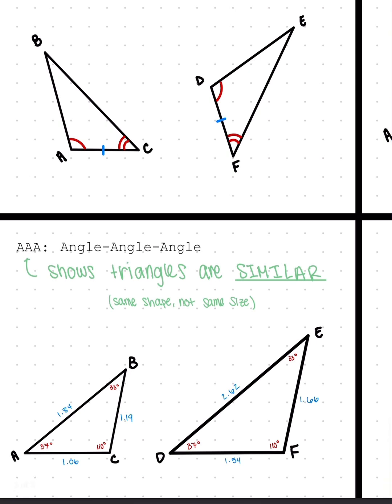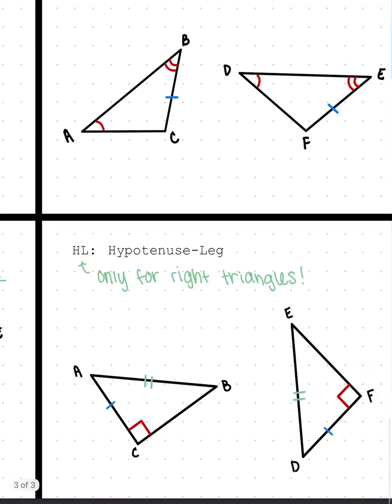Angle-angle-angle. This one shows that our triangles are similar. They're the same shape, they're not the same size. So you can see I drew 2 triangles. They've got all matching angles, but they've got some funky side lengths and they're not the exact same. Because you can draw one picture really, really big, you can draw one really, really small. It just kind of depends on the scale that you're working with.